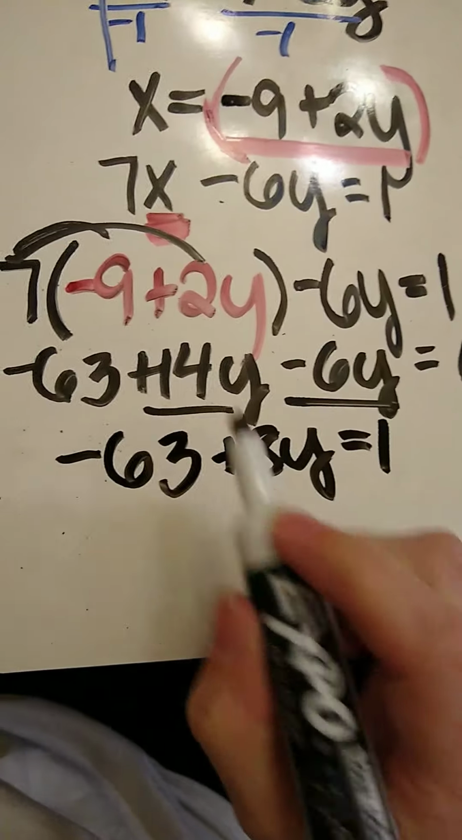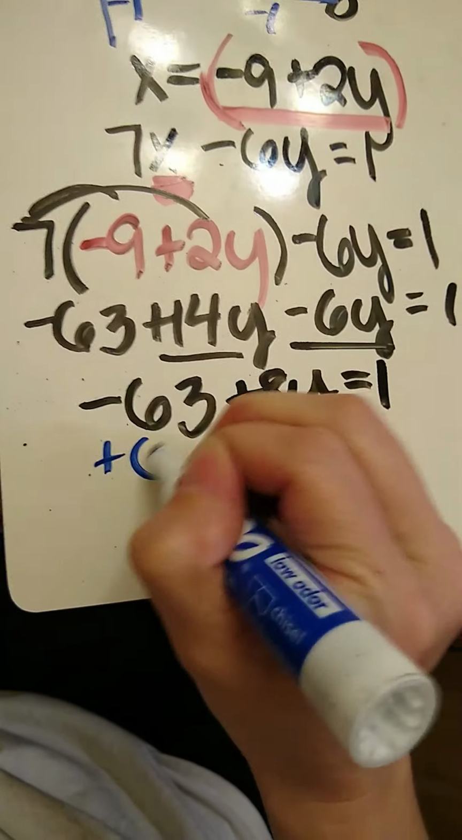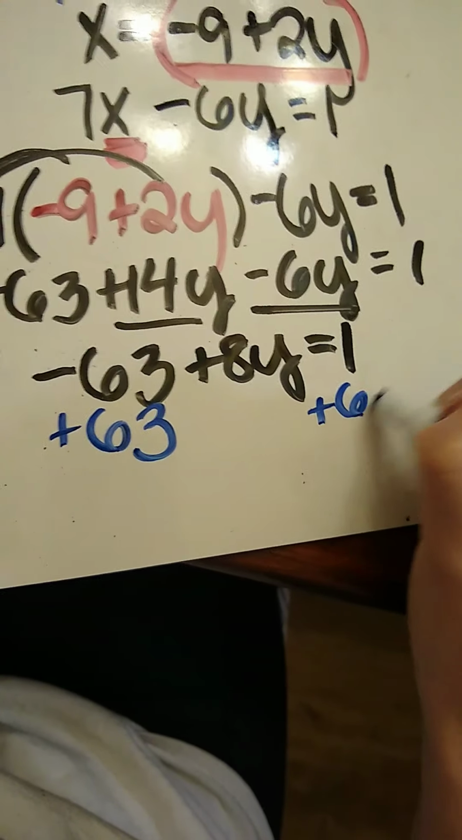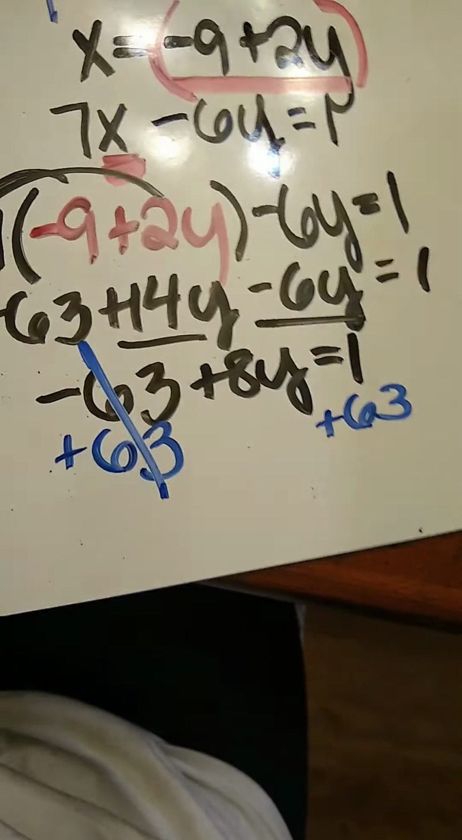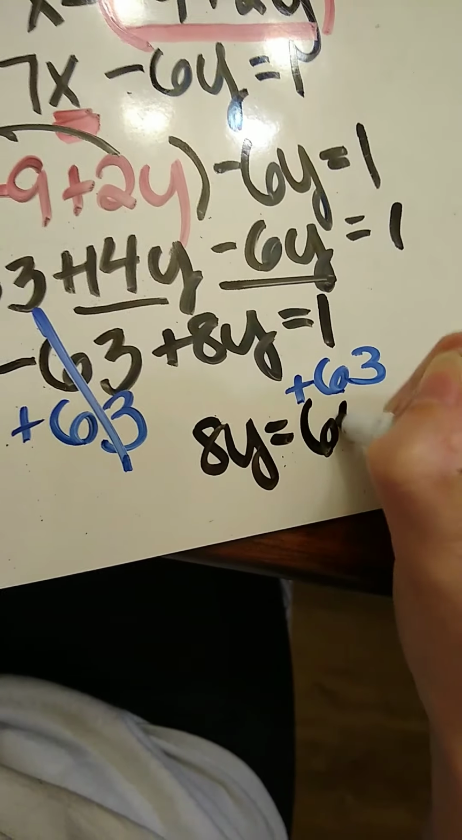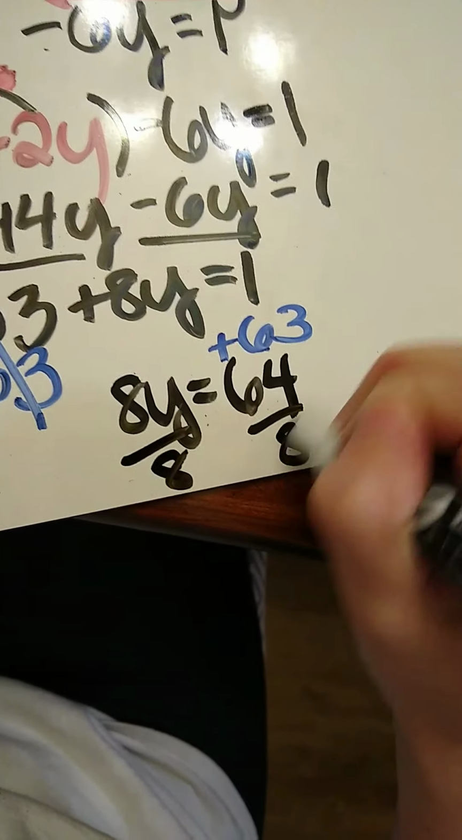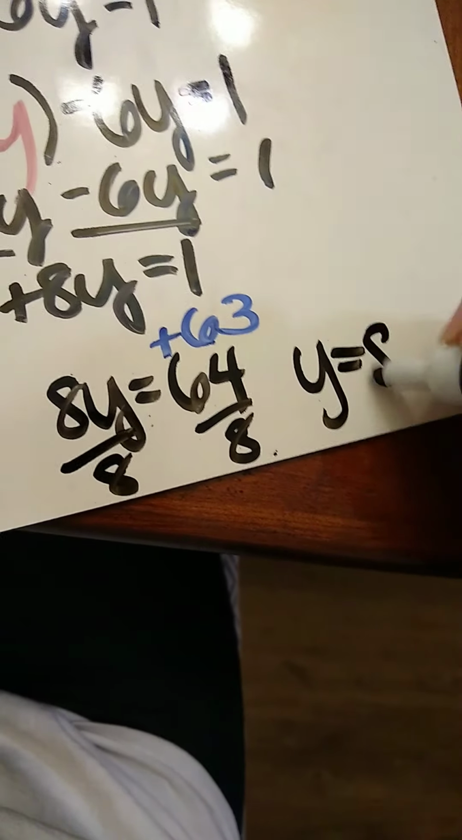Got to get y totally by itself, so I'm going to take that 63 and add it over to the other side. So add the 63. Cross that out. So I've got 8y equals 64. I'm running out of space. Got to get y totally by itself, so I'm going to divide by 8, divide by 8. So y is equal to 8.